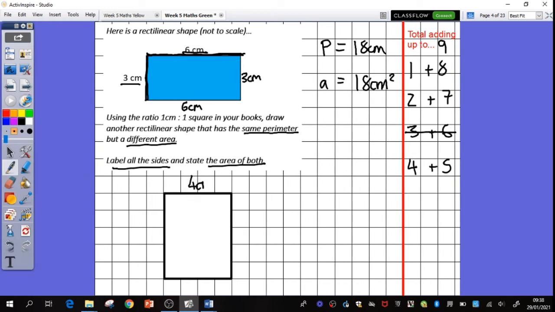So I'm labelling it 4 centimetres, 5 centimetres. My perimeter is 10 add 8, 18, great. So the perimeter is 18 centimetres. That's the same, that's what it tells me to do. And its area is 4 times 5, 20 centimetres squared. Yes, I have a different area. Okay.